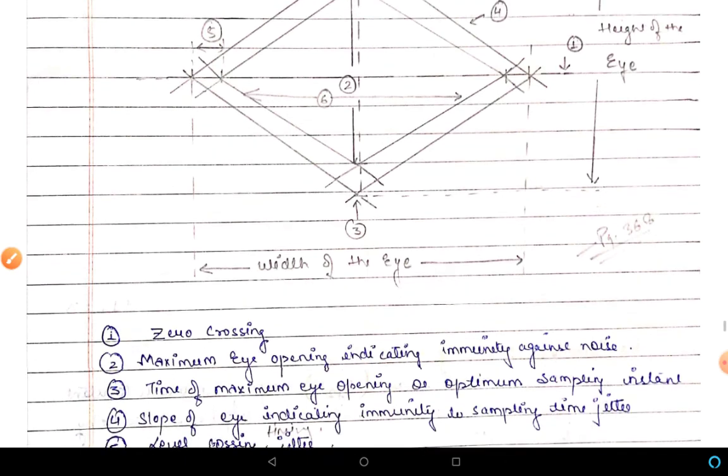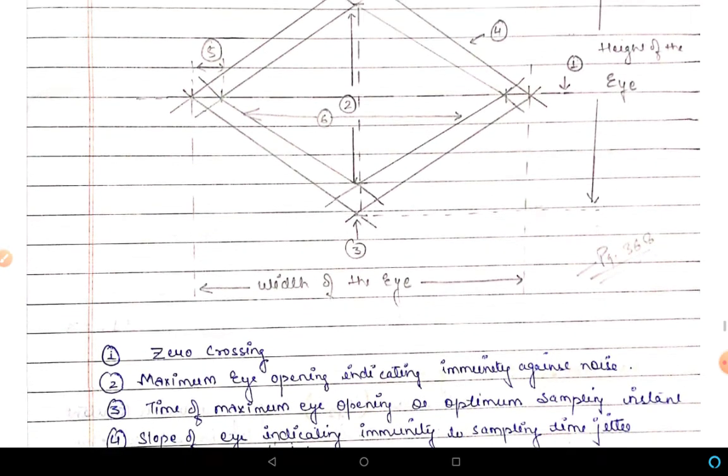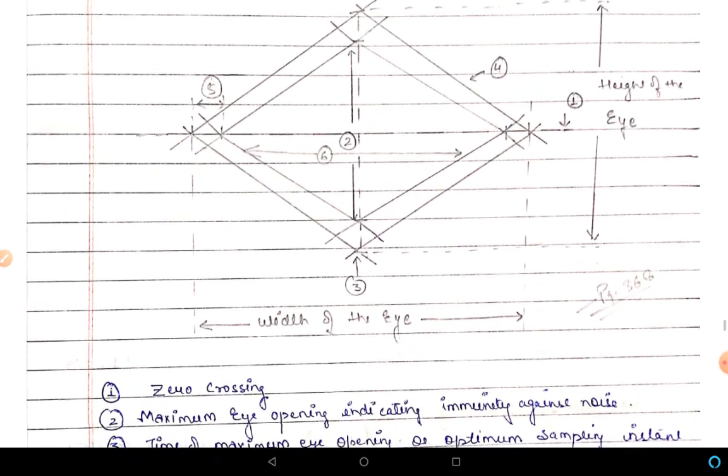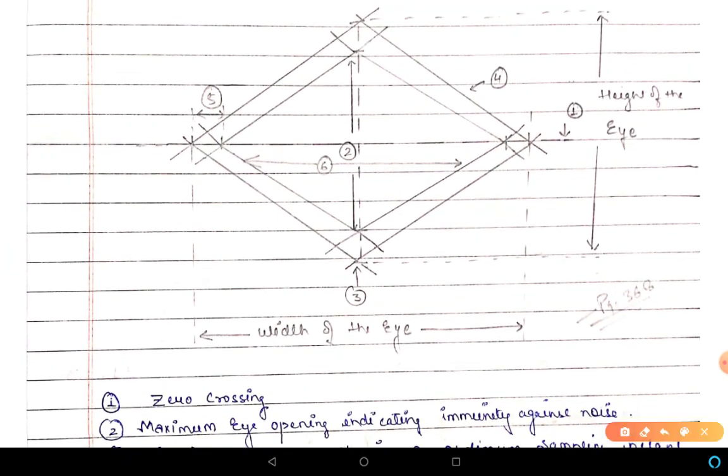Next important parameter is the slope of the eye. It indicates immunity to sampling time jitter. Now where is the slope of the eye? This is a slope, you can see. This is also a slope. So say this is case 1 and this is case 2. My question is, in which case will the system have more immunity against sampling timing jitter? What is sampling jitter? Where should I sample? I should sample here, because this is the optimum sampling instant.